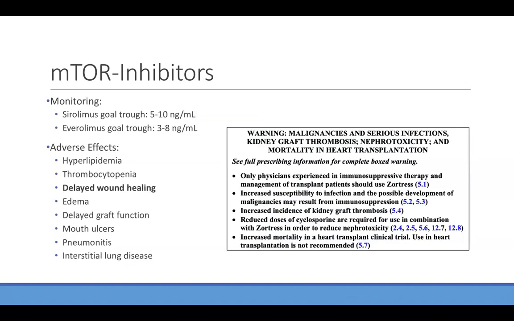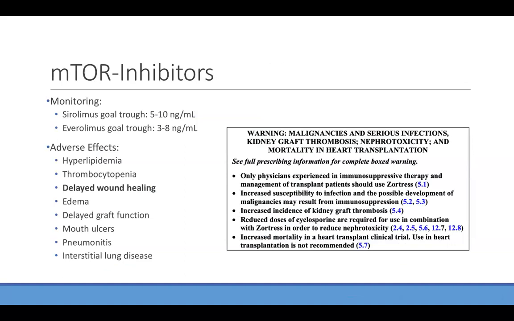So in terms of our monitoring, our sirolimus goal trough is between 5 and 10. Our everolimus goal trough is between 3 and 10. But again, these are very patient specific and could be individualized for the patient. Probably the most limiting factor of our use of these agents is the adverse effects.